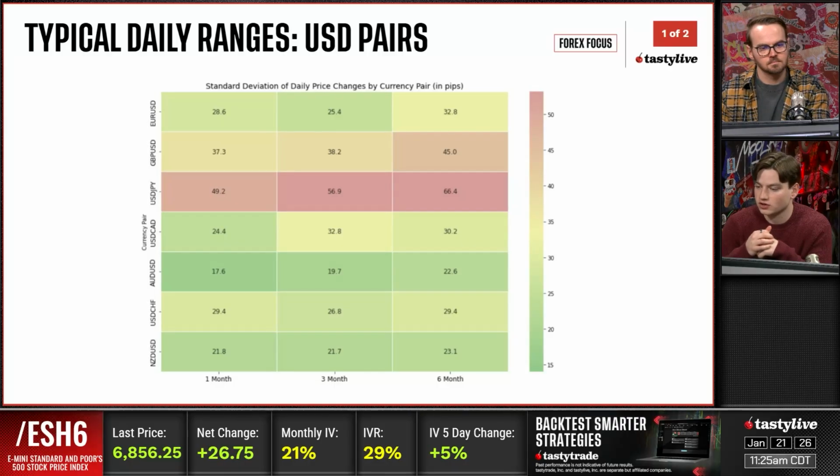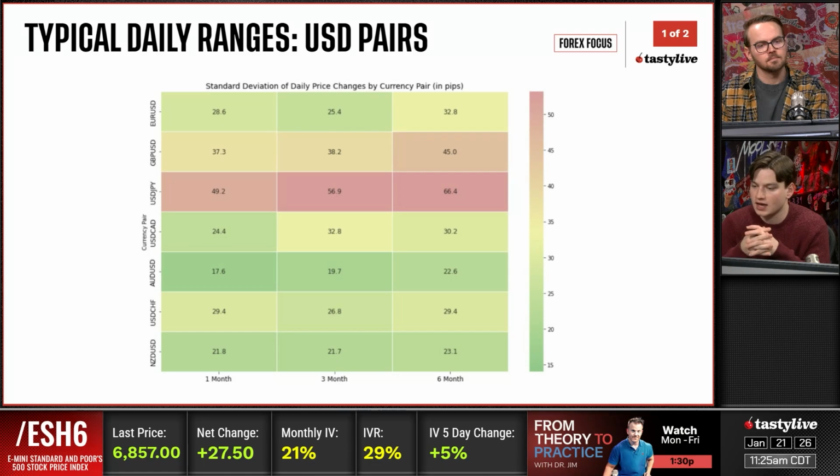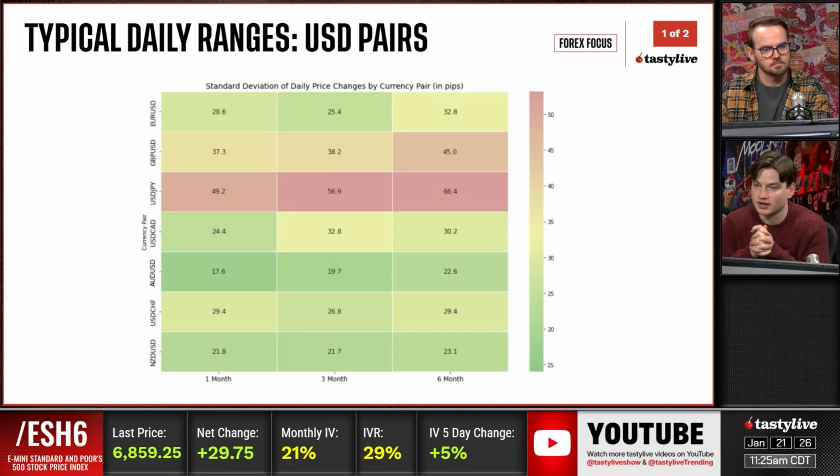But what is a reassuring sign is if you compare the 3-month and the 1 month of the euro dollar, we're starting to get a little bit of juice back into this euro dollar, coming from 25 pips to 28, but still not at the 32 that we see over the longer term. Other than that, an Australian dollar below 20 pips is pretty compressed.